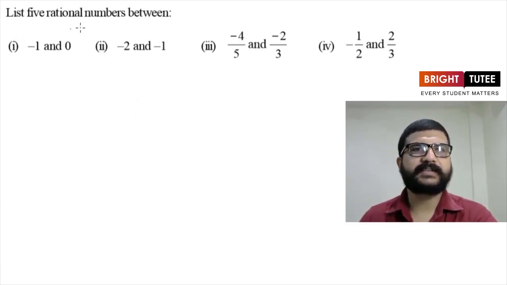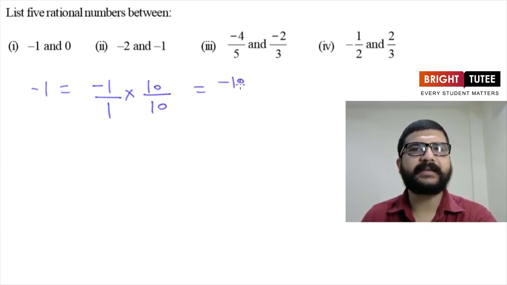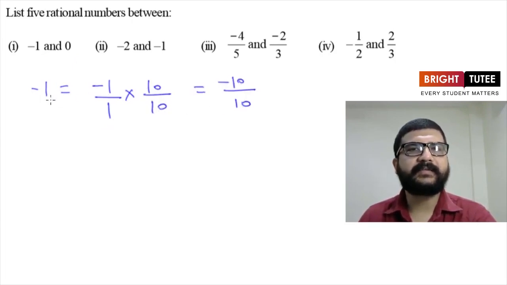So here is the first question of this session. The question is, list 5 rational numbers between, first part is -1 and 0. So we have to tell 5 rational numbers which are lying between -1 and 0. So what we can do for that, we can write -1 as -1 upon 1 into 10 upon 10. This will give us -10 upon 10. So we have written -1 as -10 upon 10, and we can write 0 as 0 upon 10. 0 upon 10 is also 0.